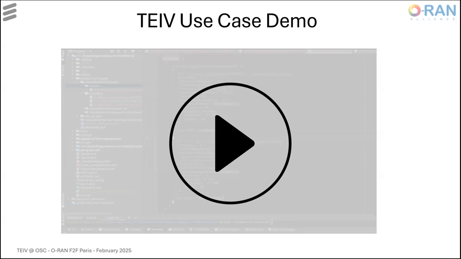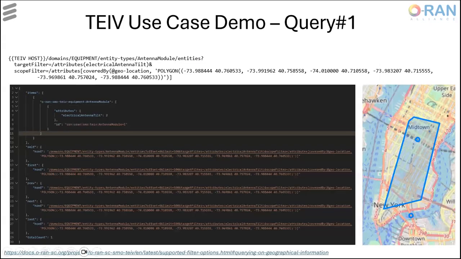Let me just very briefly pop up one of the queries here. So this is the query, for instance, to get the smaller polygon with just one result. So the domain is equipment, the entity type is antenna module, and the target filter tells us which parts we want back. We only want antenna tilt back. And then the scope filter gives essentially a query for how to filter the results that we get back. So here we're essentially passing in a polygon that defines this shape here. So that's why we only get one result back for the first example. And in the other slides, you'll see plenty of examples of how we define the group, how we query the group, and the results that we expect to get back.